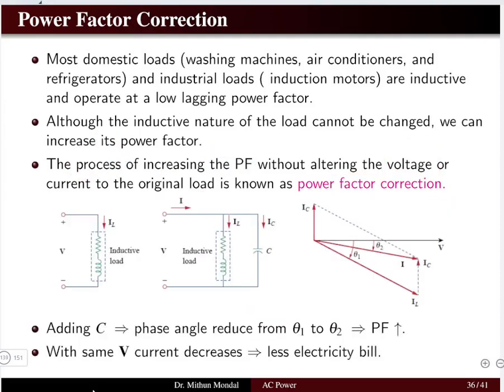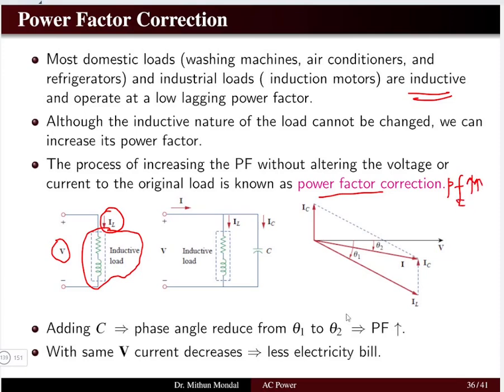Now what is that? Let us try to understand. We have discussed that most of the loads are inductive in nature. It means that the load is a combination of resistance and reactance, which is taking the voltage Vrms and drawing the current Irms, the inductive current of the load. Now, if I want to have the power factor correction, it means I want to increase the power factor, which is very poor or low.